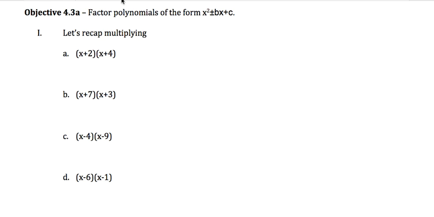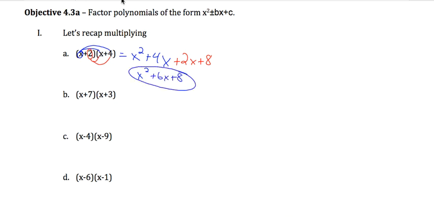So taking a look at the first one, reminder of what we do, we're basically doing the distributive property over and over again. So we're distributing our x to the second binomial, and we get x squared plus 4x. And then we're distributing our 2 to the second polynomial, and we get plus 2x plus 8. And then we're combining our like terms, and you should get x squared plus 6x plus 8.